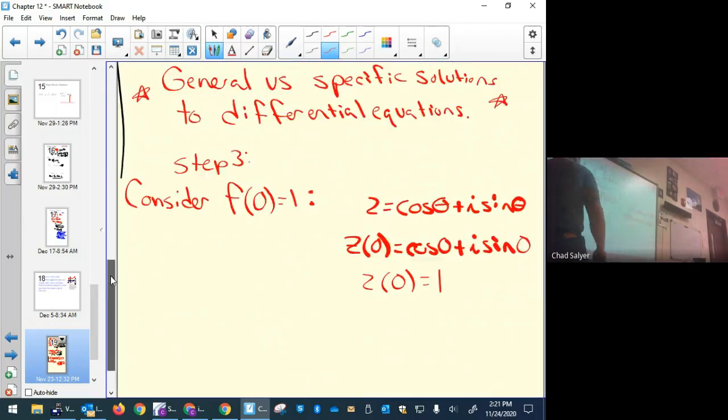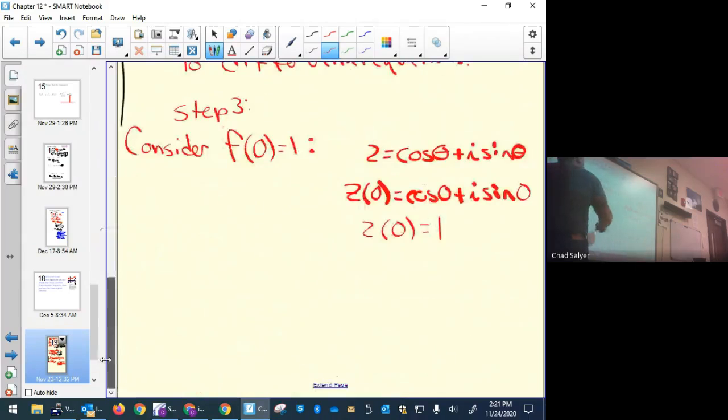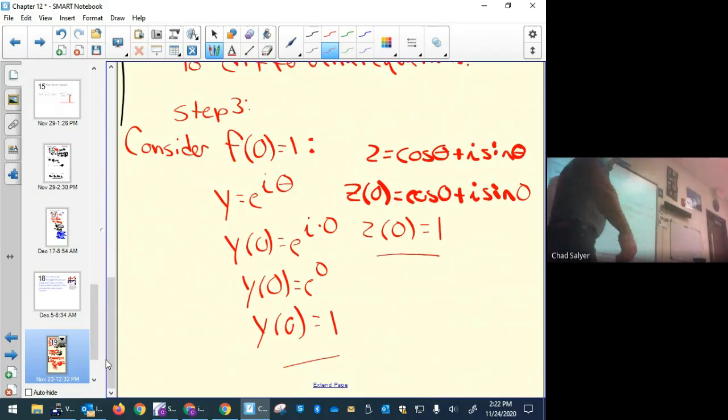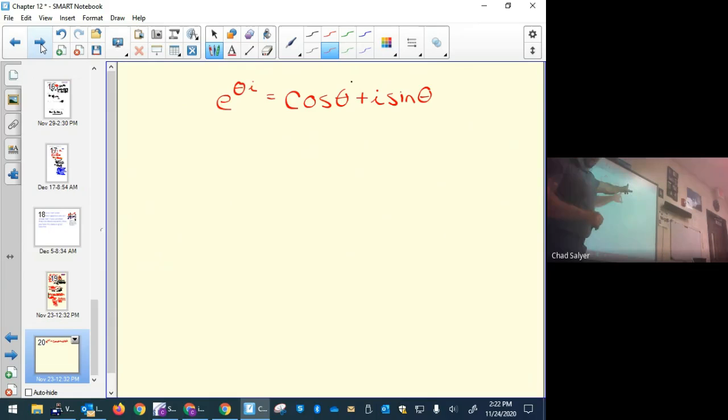What if I plug in 0 to that second function? y equals e to the i theta. So if I plug in 0, i times 0 is 0. Anything to the 0 power, ladies and gentlemen, is 1. So I've shown they have the same slope everywhere, and they share at least 1 point, so they are indeed the same function. Those two functions are equal, meaning we can set them equal like this.